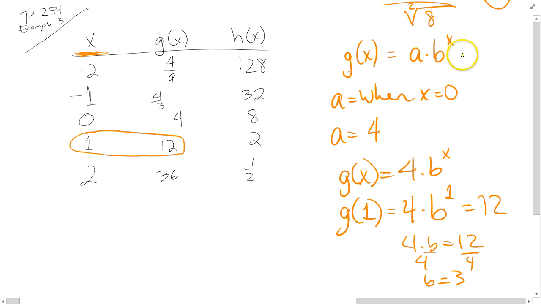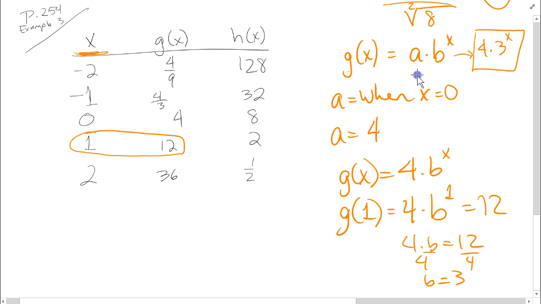So for g of x, now my answer was 4 times 3 to the x. Is anybody waiting for me to simplify that and say it's 12 to the x? Right, you're not going to have that happen because of order of operations. 3 to the x, that's an exponent, and that has to be resolved before the multiplication of 4 times 3. So this is as simple as you can get it.